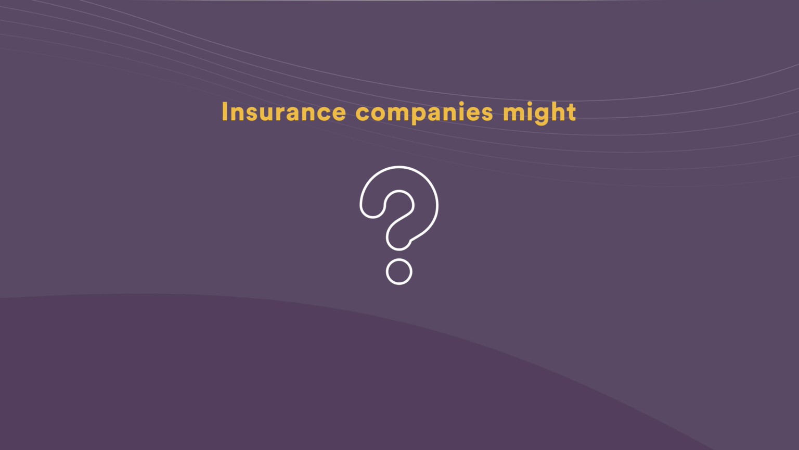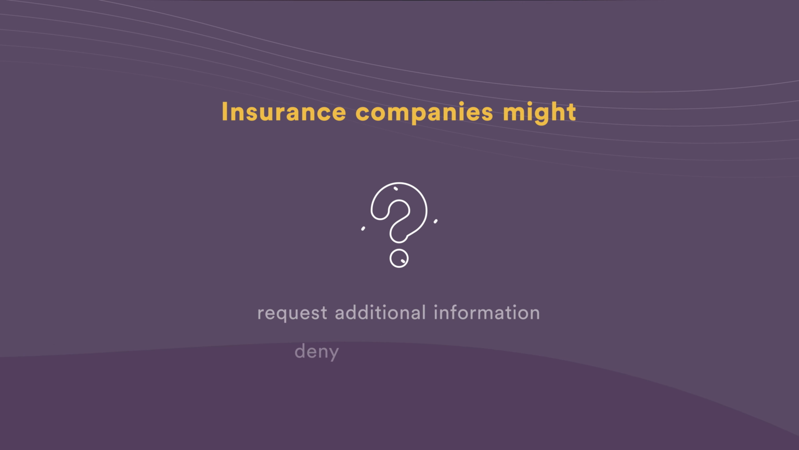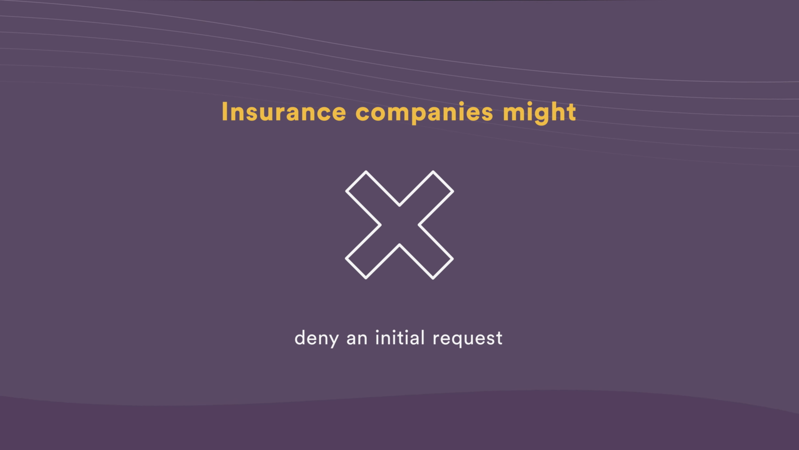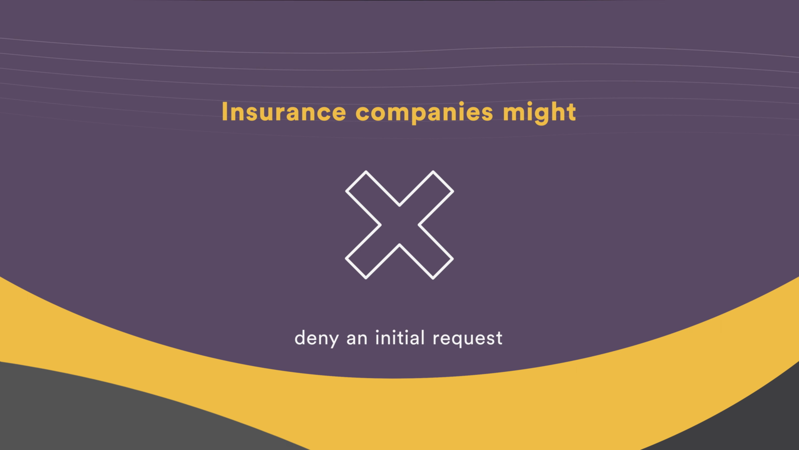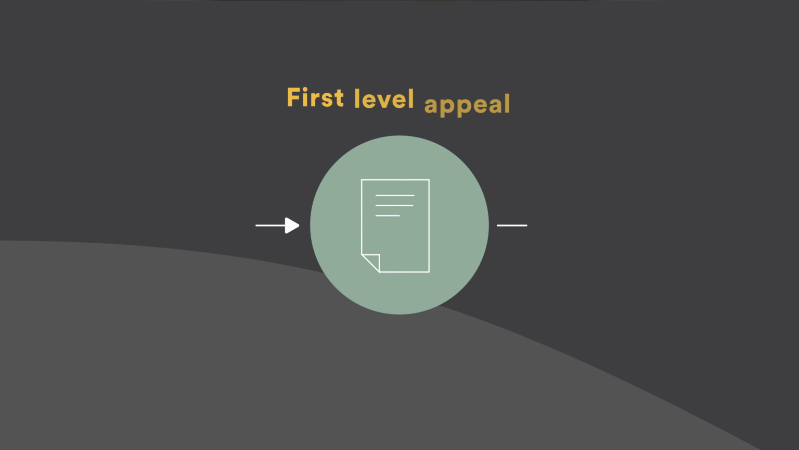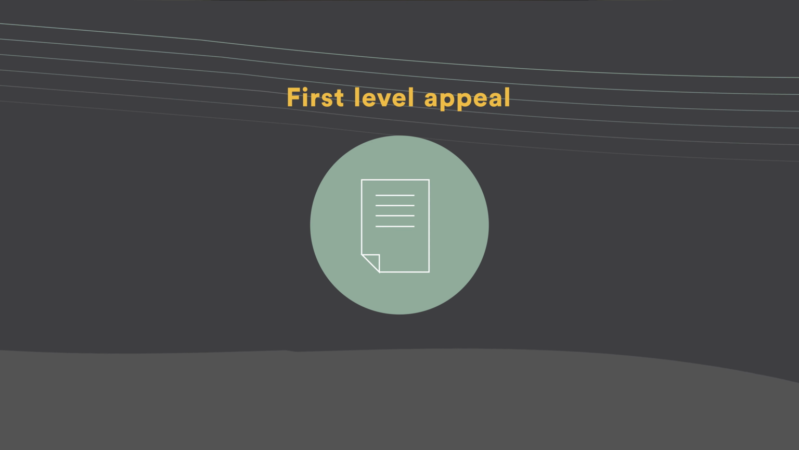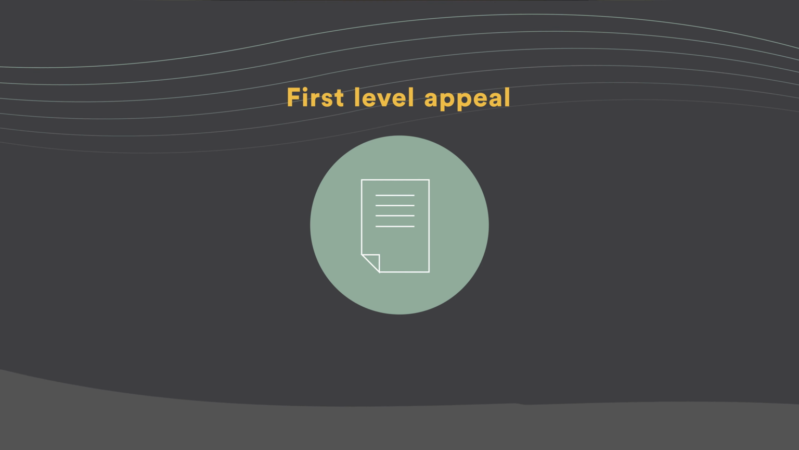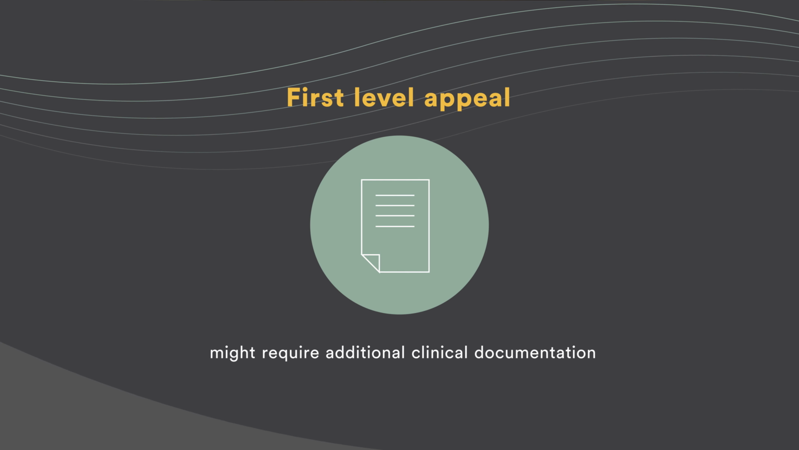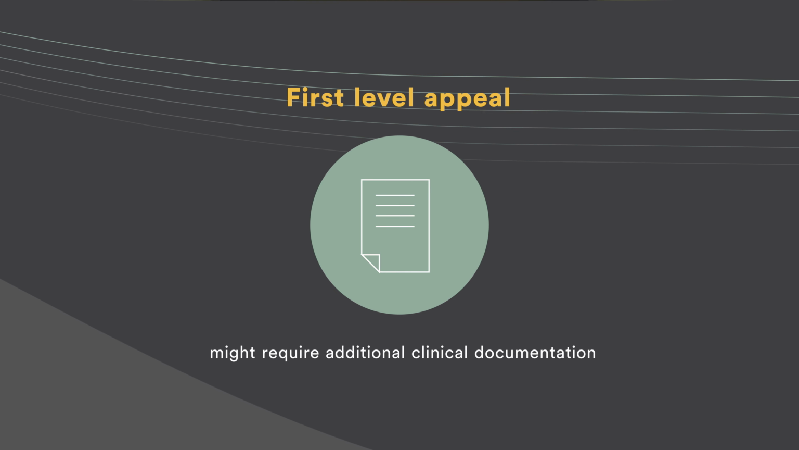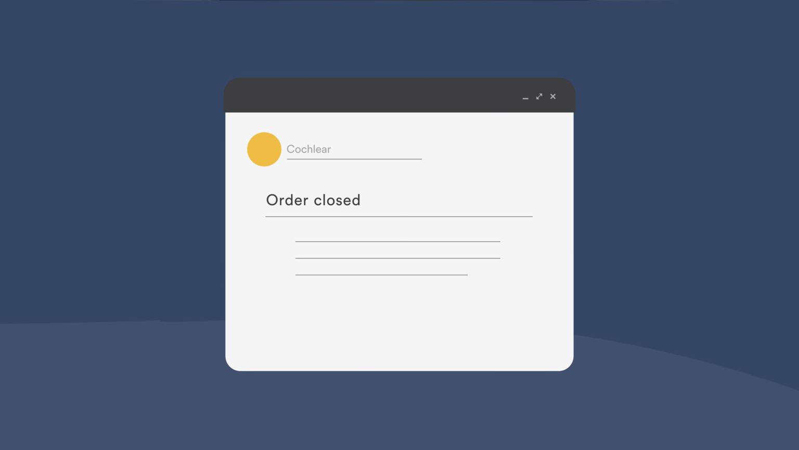Sometimes an insurance company will request additional information or deny an initial request. In these situations, you will hear from Cochlear. If the denial is appealable, Cochlear will attempt a first-level appeal. We will share the denial, including the exact verbiage and reasoning from the insurance company, with you, and may request additional clinical documentation from you to include in the appeal. If a denial is not appealable, we will cancel the order and send the denial and reason for the cancellation to you and the patient.